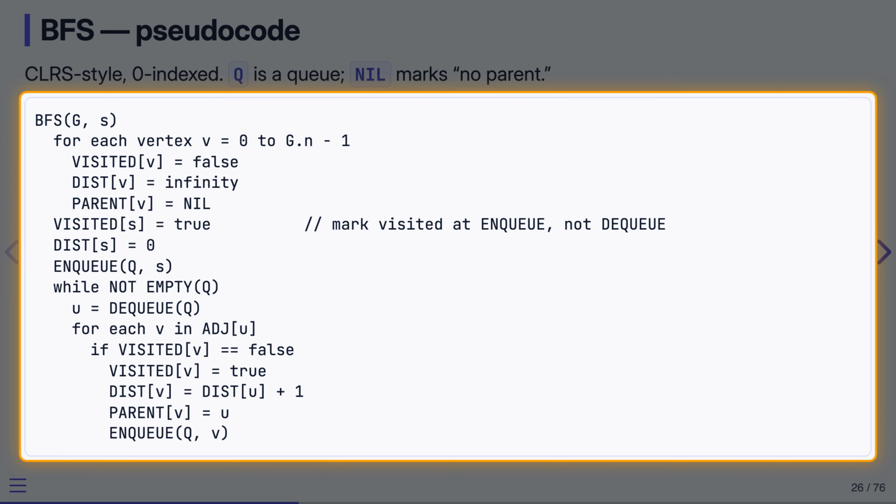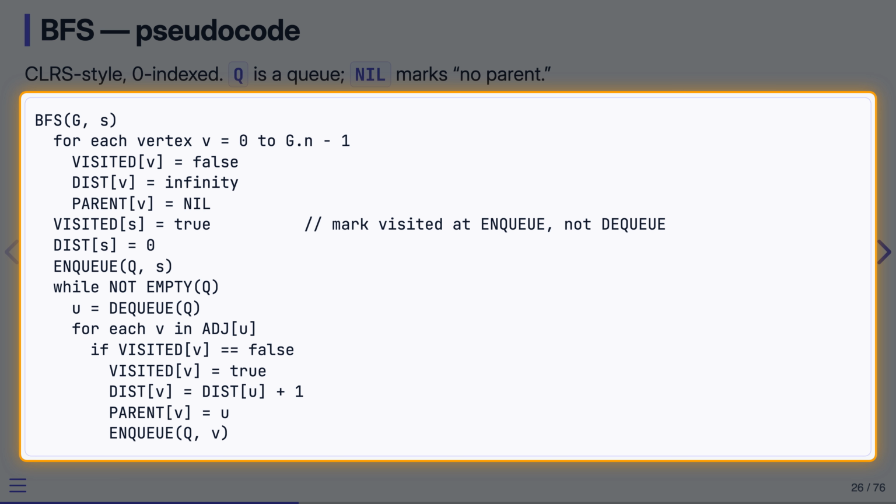Next, we set up the source. We mark visited at S as true. We set dist at S to 0, and we enqueue S. Notice we mark the source visited right as it enters the queue. Then the main loop runs while the queue is not empty. We dequeue a vertex U from the front. Then we look at each neighbor V in the adjacency list of U.